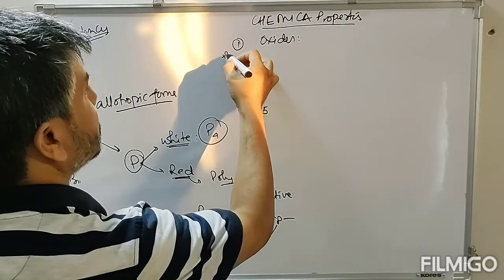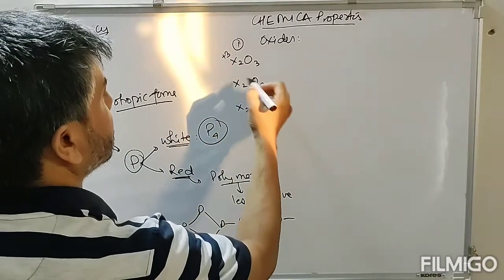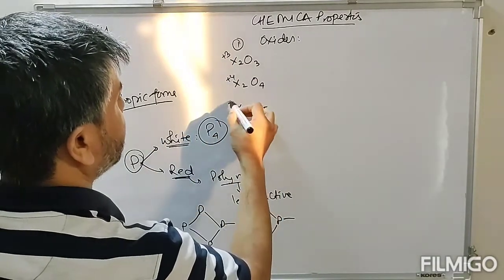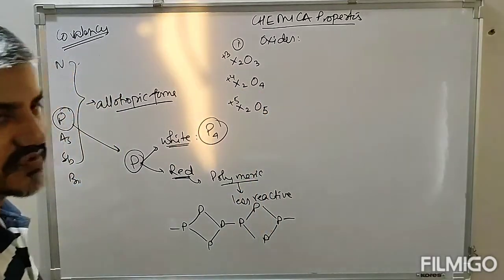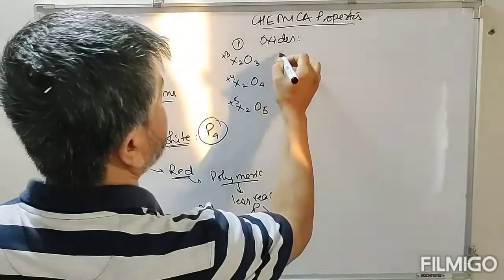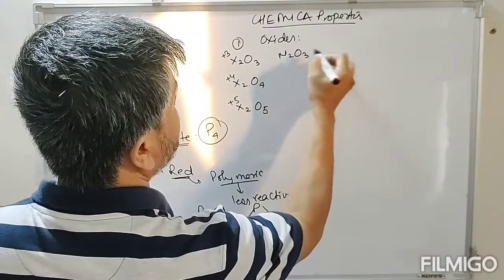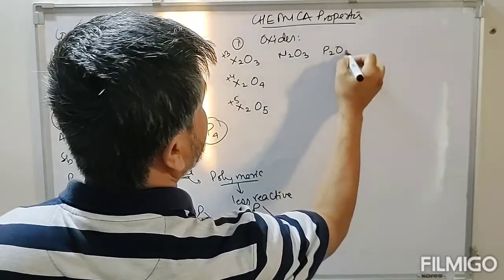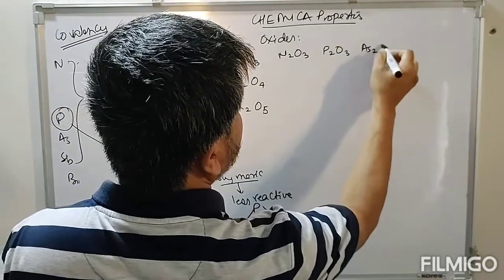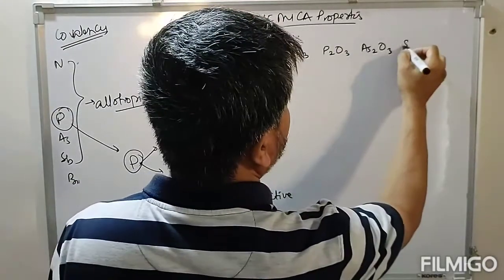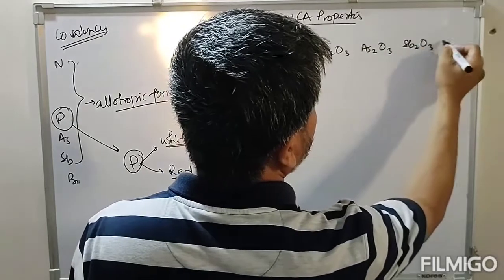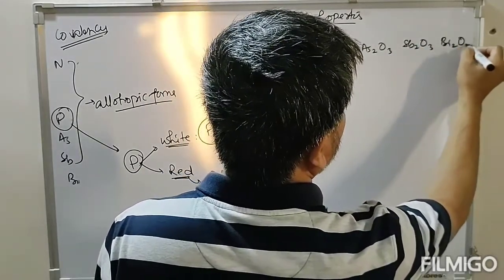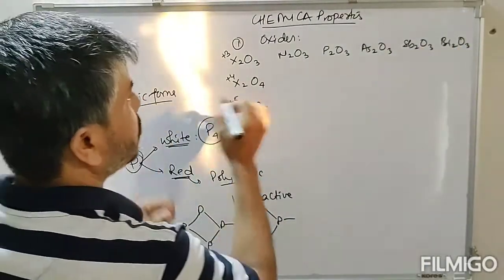This is in +3 oxidation state, +4 and +5 oxidation states. So we have N2O3, P2O3, As2O3, Sb2O3, Bi2O3.